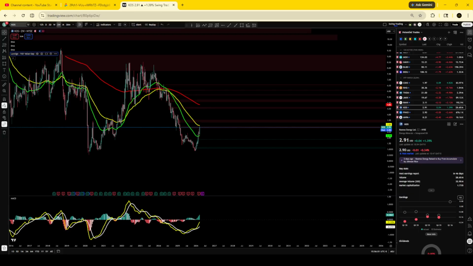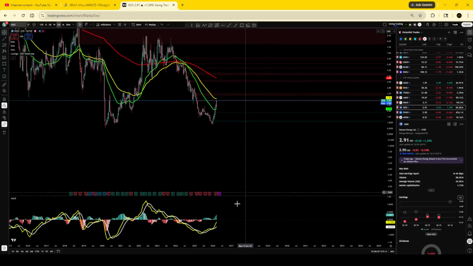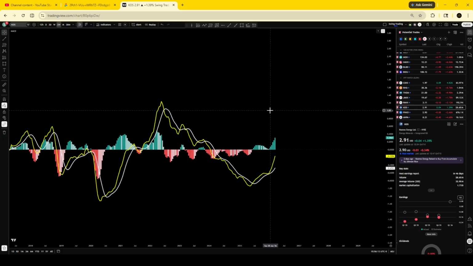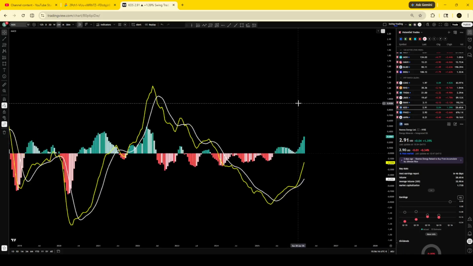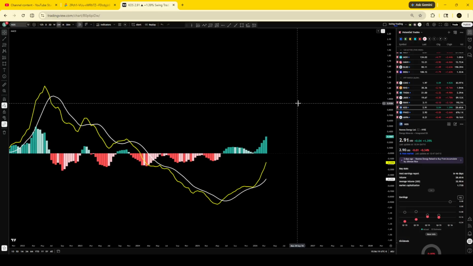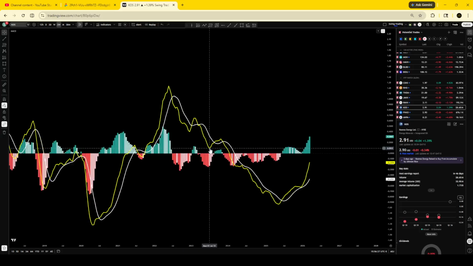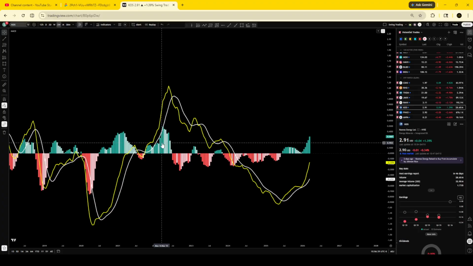The MACD is one of the simplest, most powerful indicators. As we can go on to the chart, this is the MACD. It shows momentum and trend direction. You see this trend? The momentum is how big these candles are, and the color. The darker the color, the stronger the momentum, and vice versa.